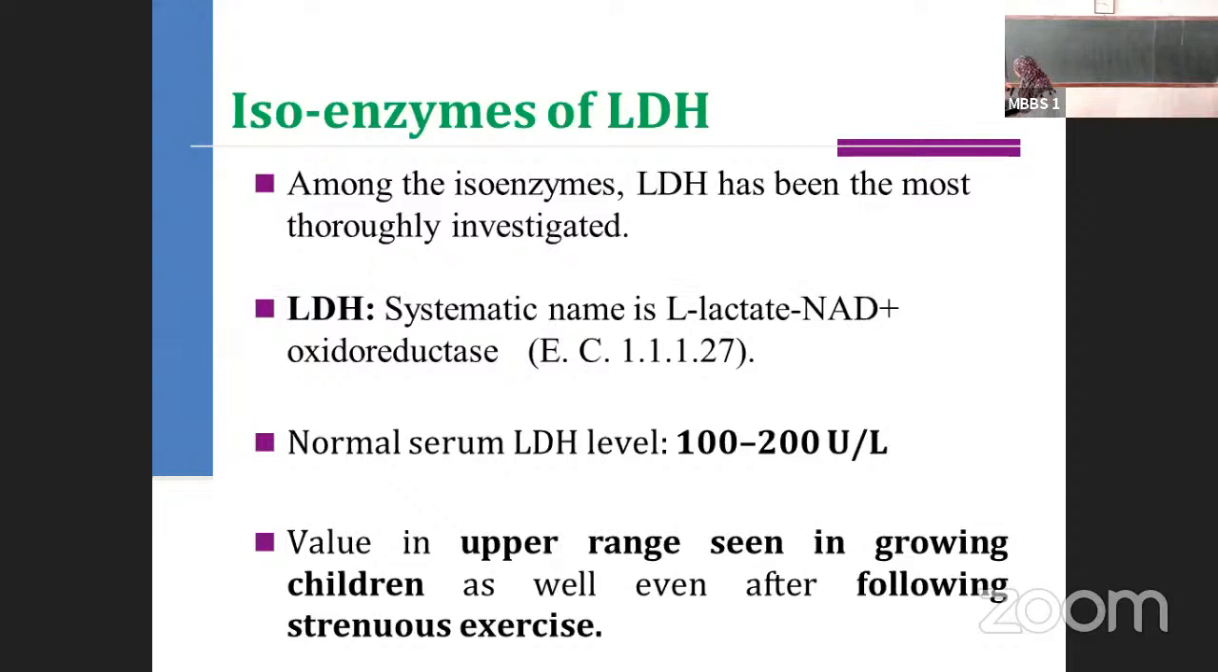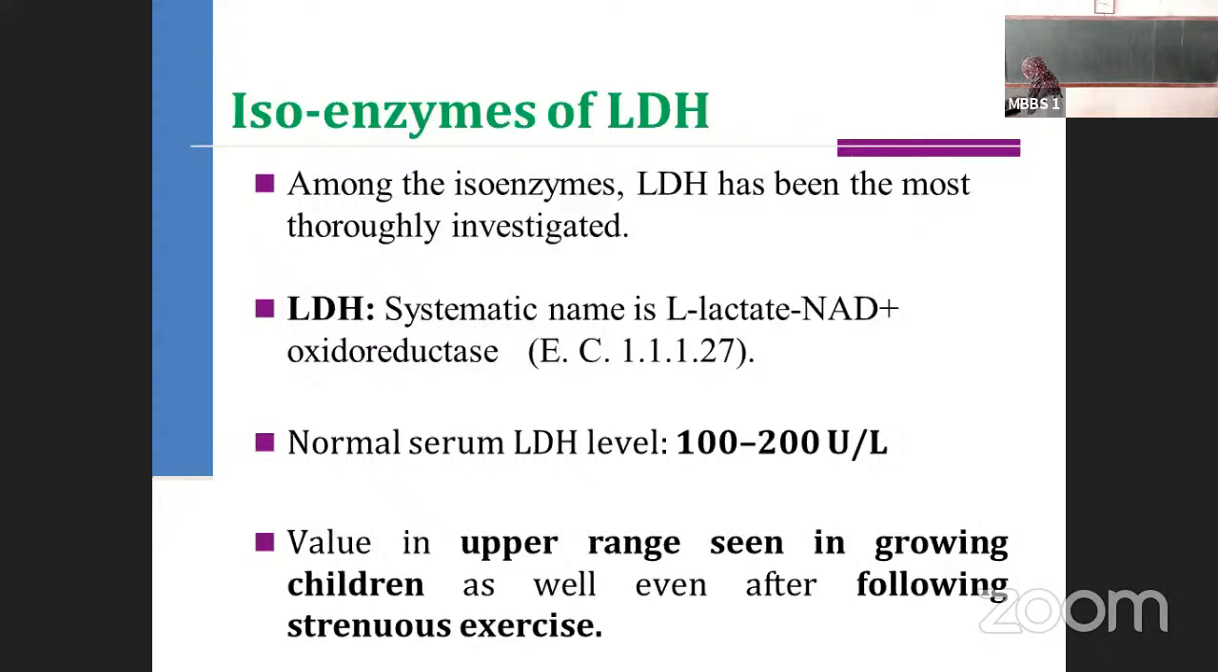The most commonly given example is lactate dehydrogenase, commonly called LDH. It is thoroughly investigated. See here, what is the systematic name of lactate dehydrogenase? It is L-lactate NAD oxidoreductase, and the numbering is EC 1.1.1.27. If you want, you can learn it, otherwise you can just take it. So this is the systematic name of LDH. What is the normal level of lactate dehydrogenase? It is 100 to 200 units per liter.